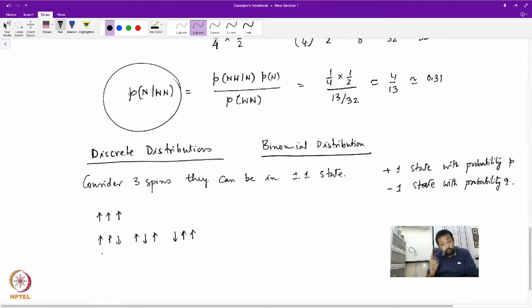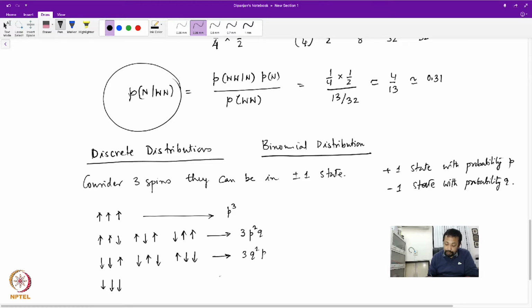Right? Now 2 of them can be in the down state, which means I can have it like this, and I can have this possible way, and then finally 3 of them can be in the down state. The probability for this to happen is p cube, and the probability for this to happen is 3p square q. For this, 3q square p, and then this q cube, right? So we clearly see that there is a general structure that is emerging from this.